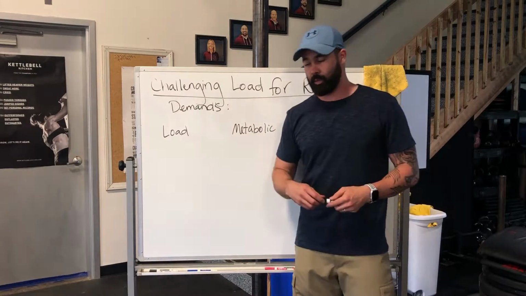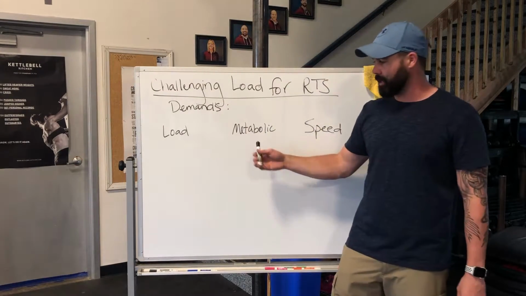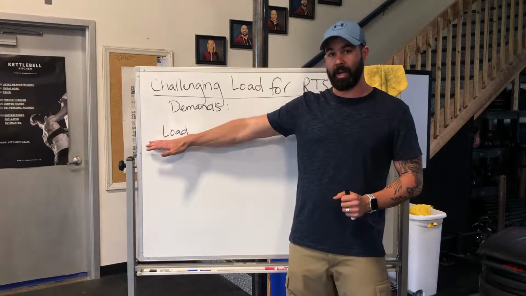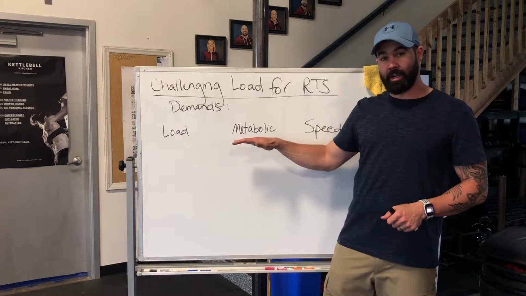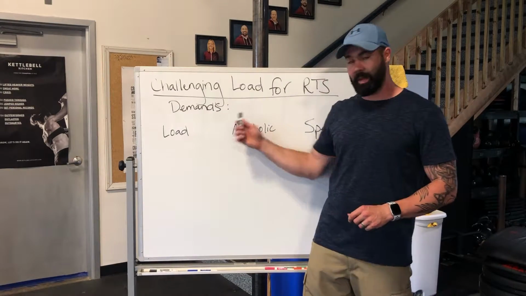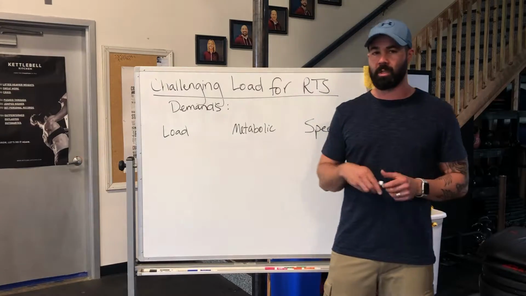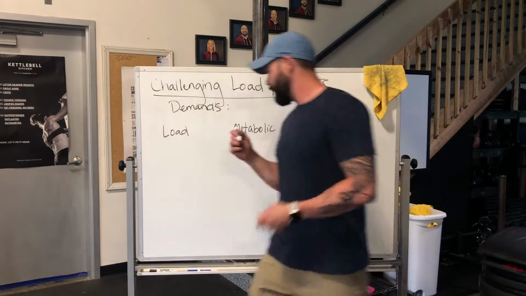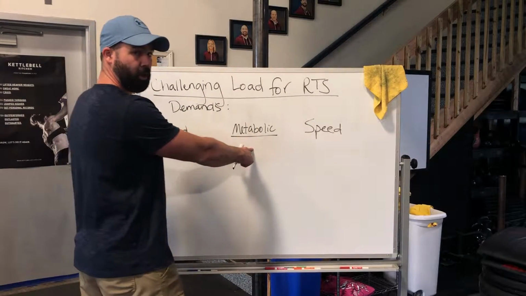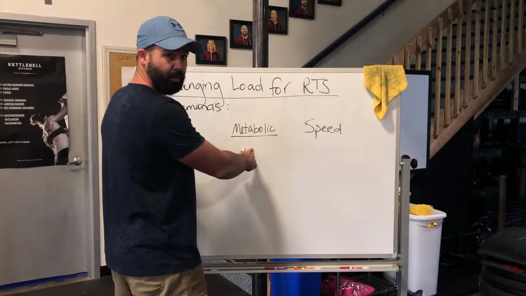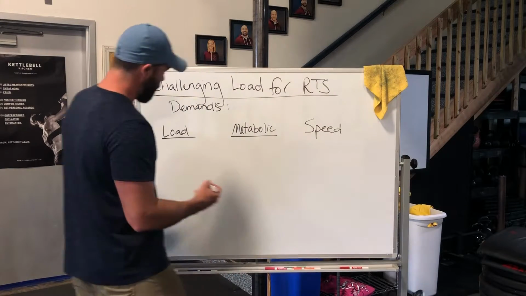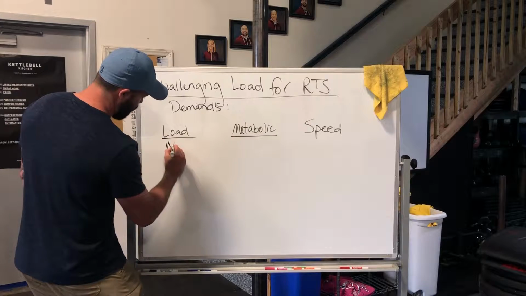So now the next thing is we want to add in a metabolic demand or a metabolic load. Whereas true load is like weight, this is a cardio load or a respiratory load. When we say metabolic demand, we're talking about the cardiorespiratory system. And what that looks like is, can this athlete get their heart rate really high and be breathing hard and still hit a squat and maintain good technique and form?